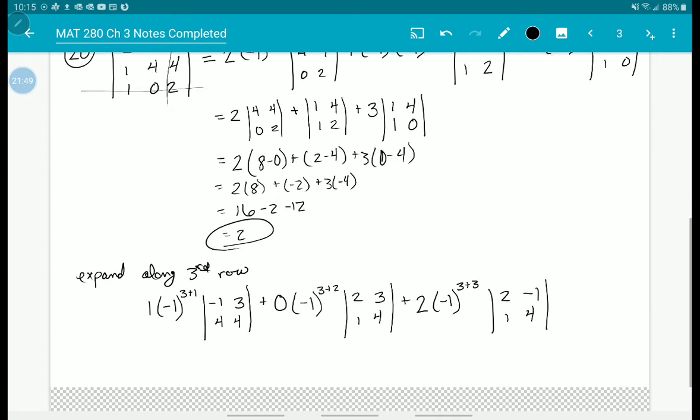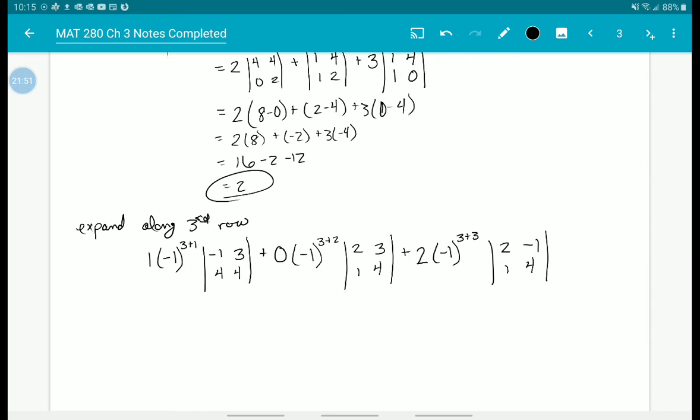So now let's examine this a little bit closer. Notice it doesn't look anything like what's above, but that's okay. The final answer is going to be the same. It's not how it looks, it's what you get. And if you notice, 0 times a negative 1 to the 5th power times a determinant. 0 times anything is 0, right? So we don't even have to compute anything there because we know that's going to be 0. So it's already cut our work by a little bit.